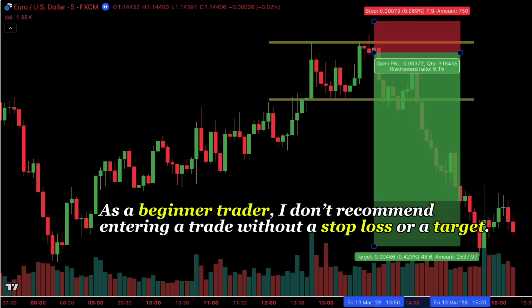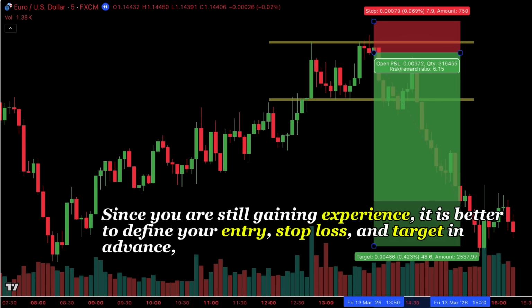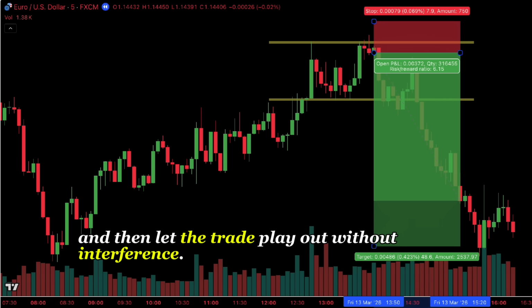As a beginner trader, I don't recommend entering a trade without a stop loss or a target. Since you are still gaining experience, it is better to define your entry, stop loss, and target in advance, and then let the trade play out without interference.